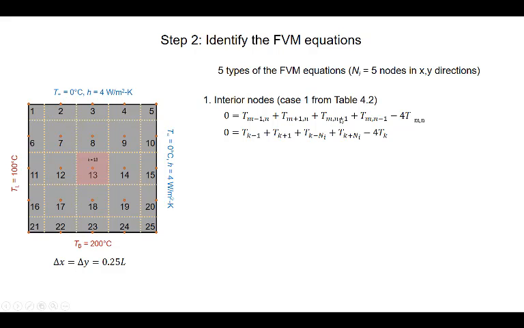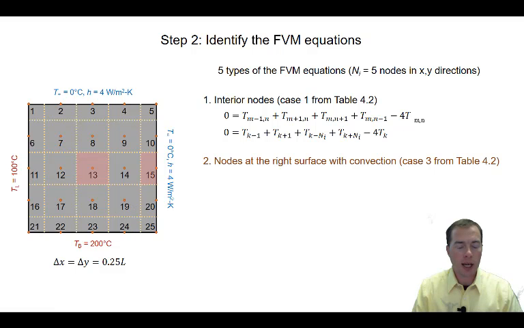We also have an mn+1. This denotes a node above the node number 13. In this case, we subtract 5, which is the number of nodes in the x or the y direction. And we have k minus ni, which is 8. We also are adding tmn-1. That represents the node below node 13, which in this case is 13 plus 5, 18. So we denote that with a k plus ni. And then we subtract 4 times the temperature of the node of interest, T sub k. This equation applies for nodes 7, 8, 9, 12, 13, 14, 17, 18, and 19.